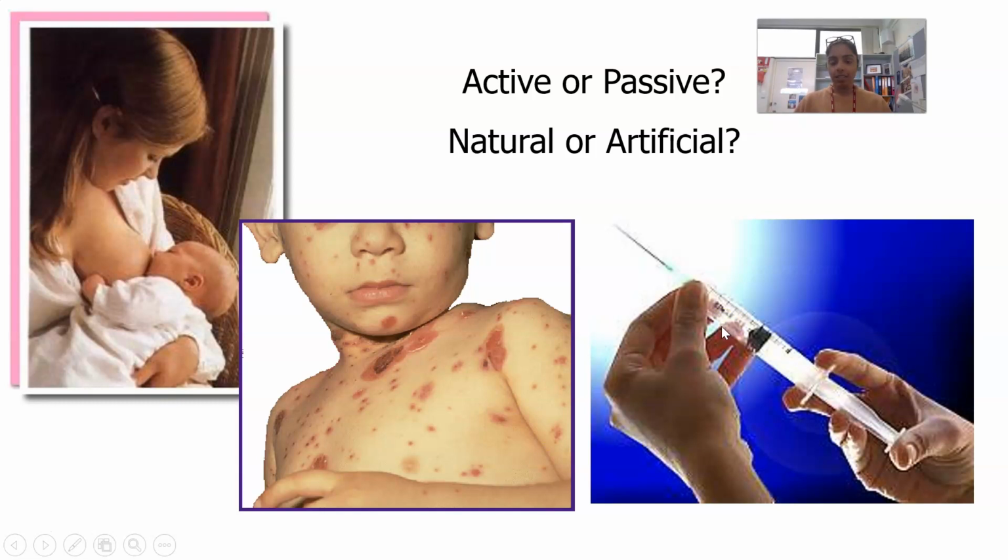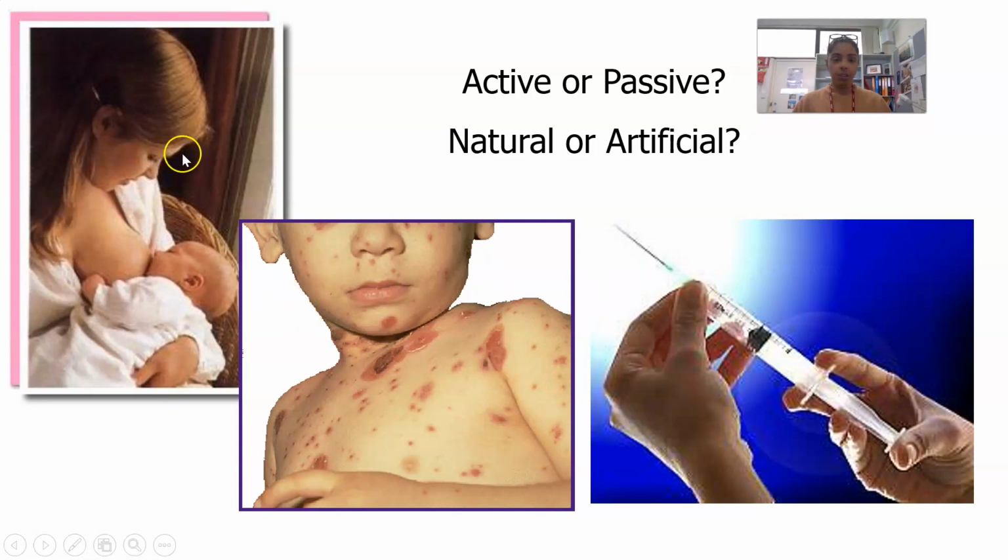If it is a serum with antibodies in it, it would be artificial again because it's got human intervention involved, but we're simply passing antibodies to someone. So that would be artificial passive or artificial active. Definitely artificial, not natural at all.